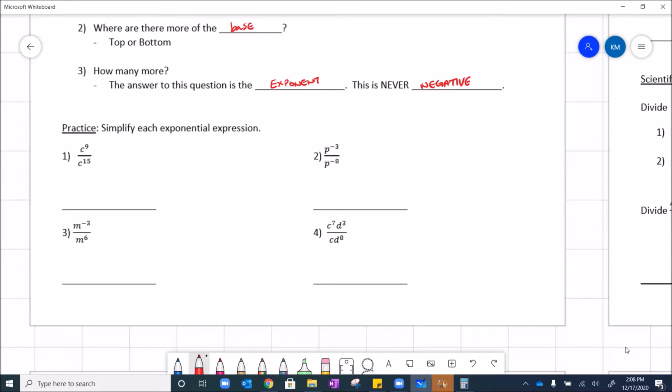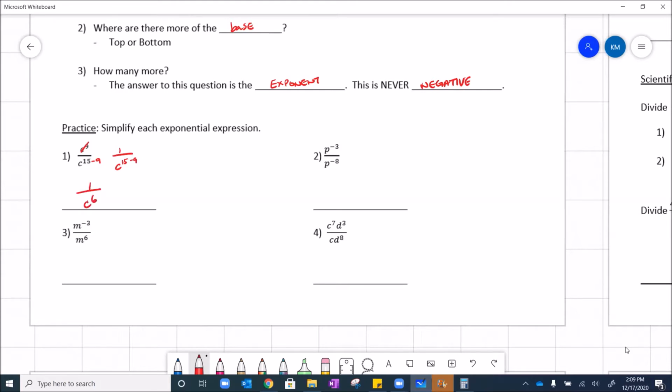Simplify this expression: c to the 9th power over c to the 15th. So I say, is everybody happy? Yes. Where's there more? There's more on the bottom, so I'm going to move this to the bottom. And it's 1 over c to the 15 minus 9, which gives us 6. 1 over c to the 6th power.